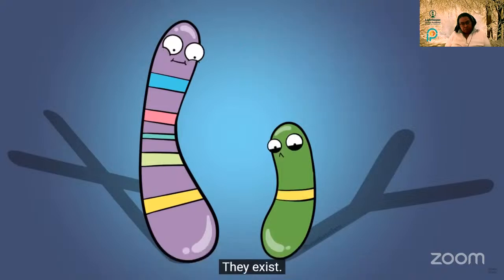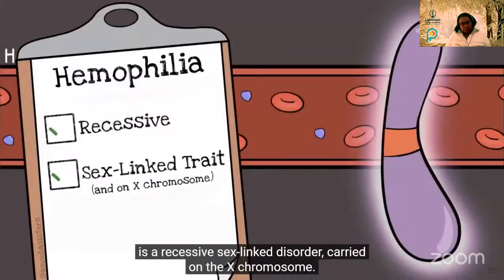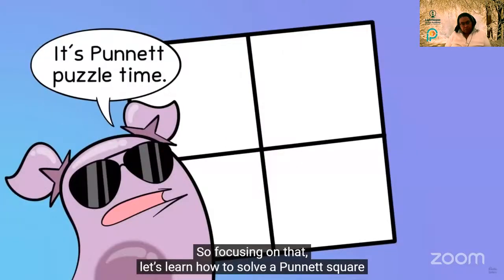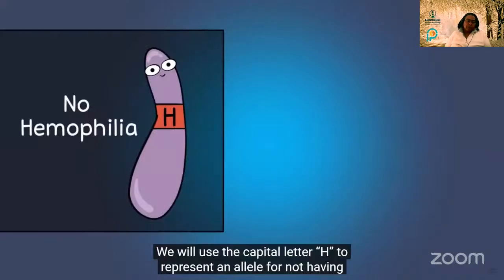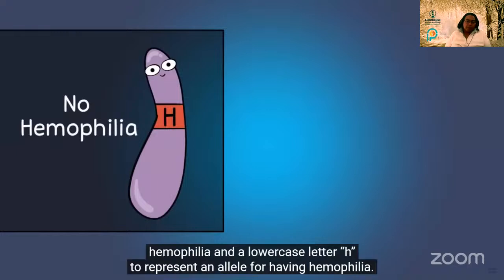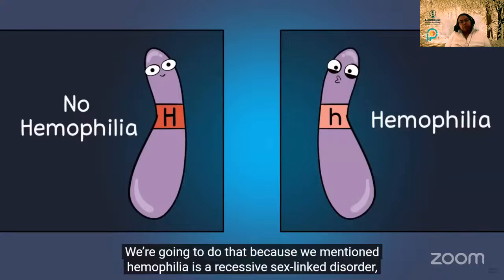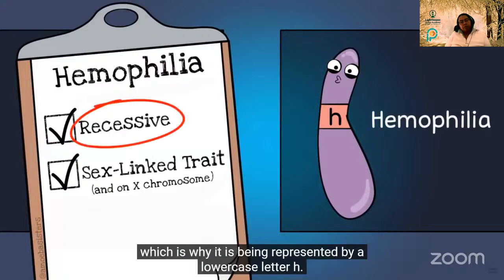Referring back to the beginning, when we mentioned the disorder hemophilia, hemophilia is a sex-linked recessive disorder carried on the X chromosome. So focusing on that, let's learn how to solve a Punnett square that involves this trait. We will use the capital letter H to represent an allele for not having hemophilia, and a lowercase letter h to represent an allele for having hemophilia. Why? We're going to do that because we mentioned hemophilia is a recessive sex-linked disorder, which is why it's being represented by a lowercase letter h.